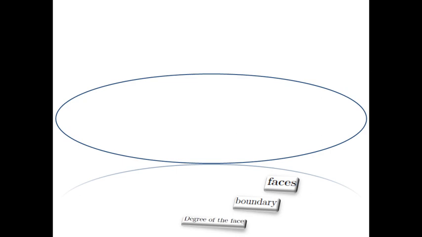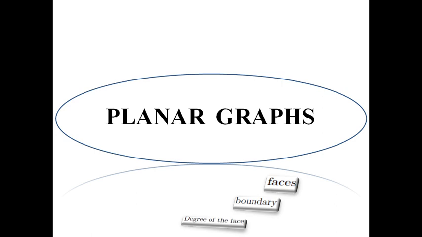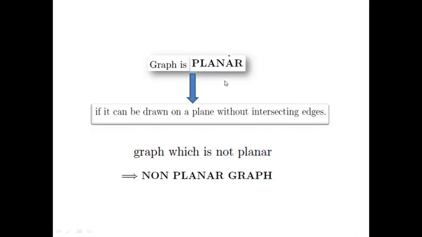Let's see today planar graphs: faces of planar graphs, boundary, and degree of the face of planar graphs. A graph is said to be planar if it can be drawn on the plane without intersecting edges. A graph which is not planar is obviously a non-planar graph. Let's see an example of planar graphs.